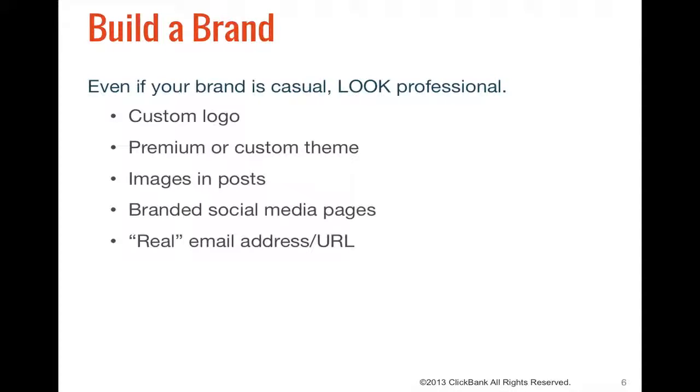So earlier we talked about building a brand and how important that was. And I just want to reiterate that here when you're trying to grow your audience, that even if your brand is casual, you want to look professional. So that would be things like having a custom logo made, which can be really inexpensive. Getting a premium or custom WordPress theme like we talked about. Having images in your posts, and there are stock photo sites that you can get those from.